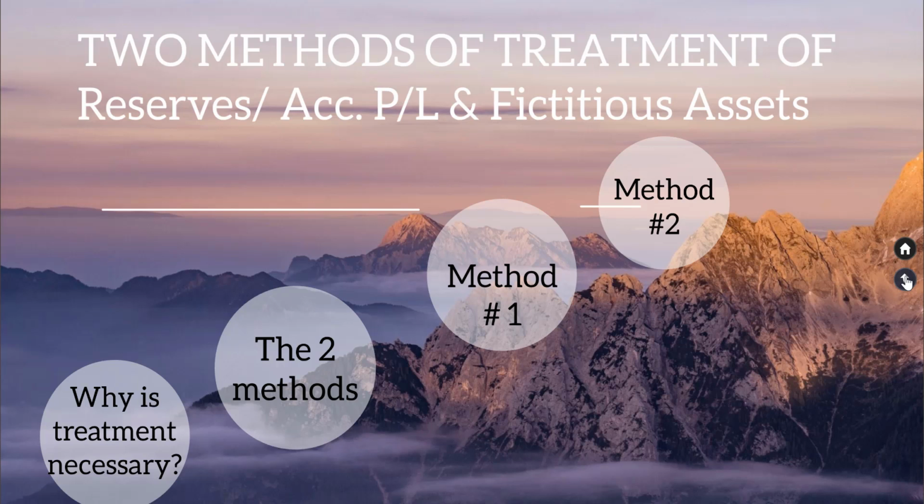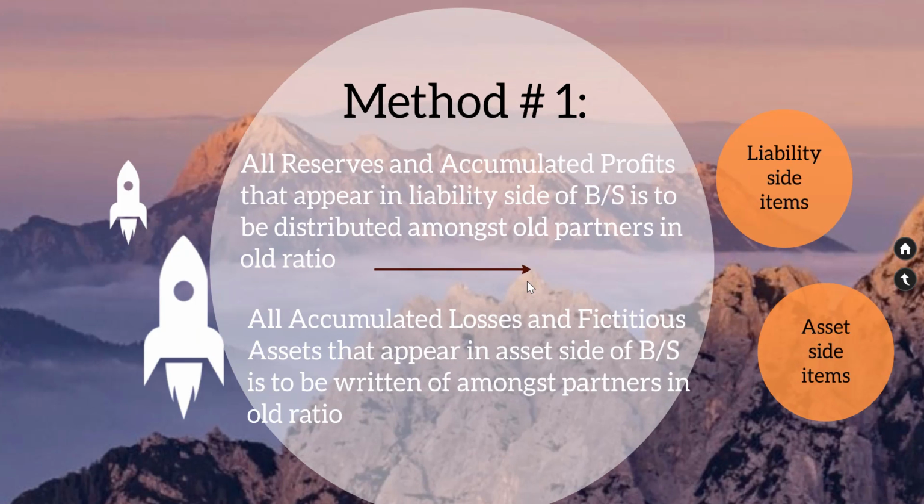So now that we know when to follow method 1 and when to follow method 2, we'll go into detail about the treatment in method 1 and method 2. We'll begin with method 1. In method 1, all reserves and accumulated profits that appear in the liability side of the balance sheet is to be distributed amongst the old partners in old ratio. So as per the change in profit sharing ratio, the existing partners in their old profit sharing ratio.